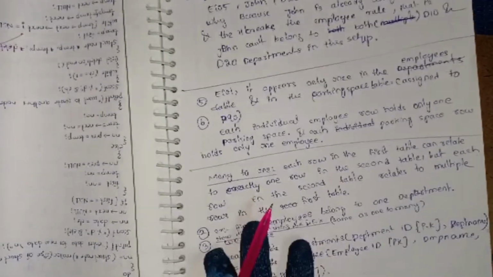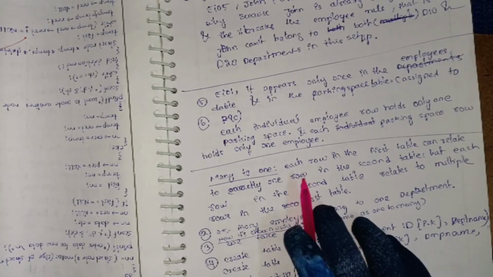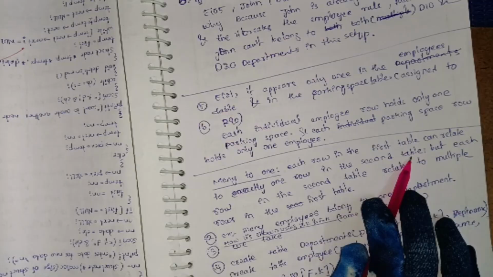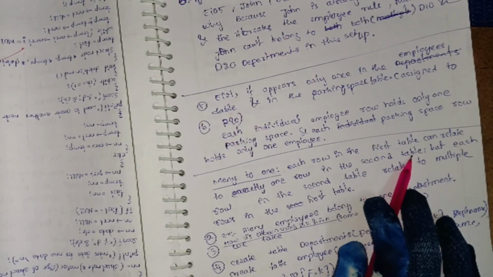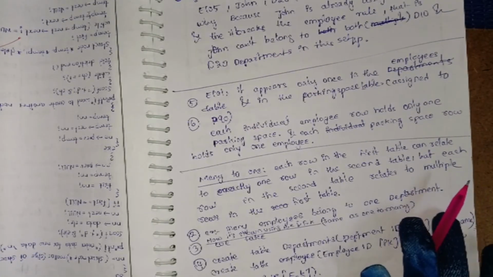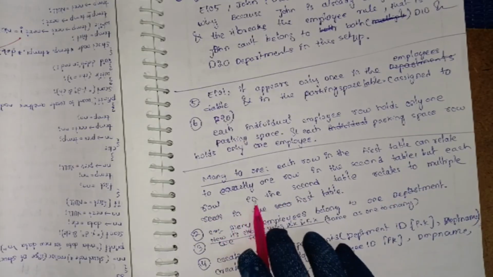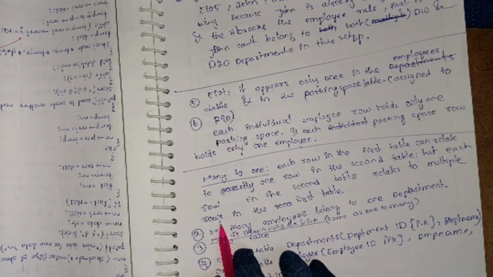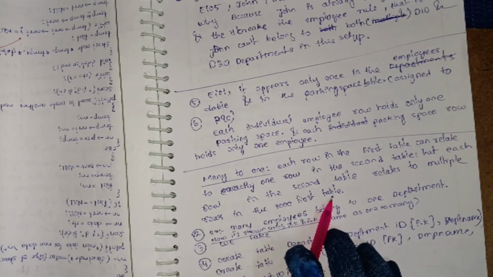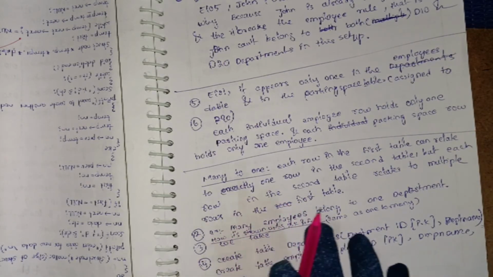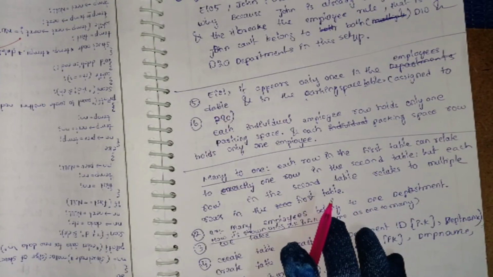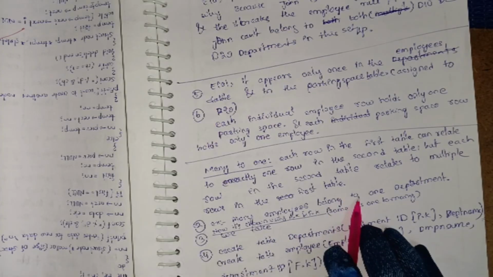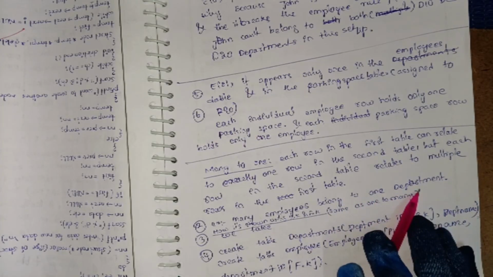Okay, then many to one relationship type. Each row in the first table can relate to exactly one row in the second table. But each row in the second table relates to multiple rows in the first table. It is totally opposite to the one-to-many relationship type. Okay. So example is many employees belong to one department.